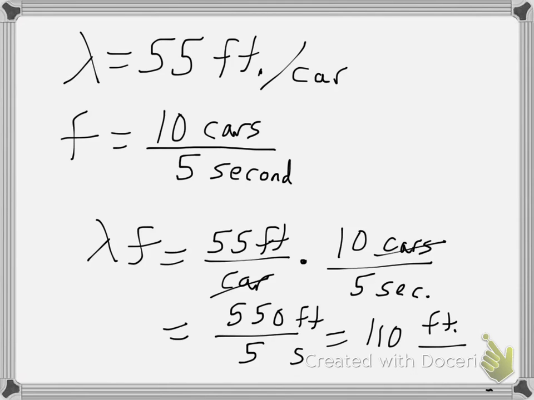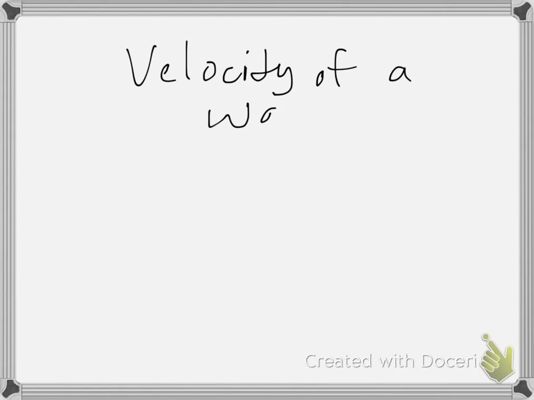I have a unit of distance over a unit of time. This represents a velocity. A unit of distance over a unit of time is a velocity. And so the velocity of a wave is going to be equal to the wavelength times the frequency.